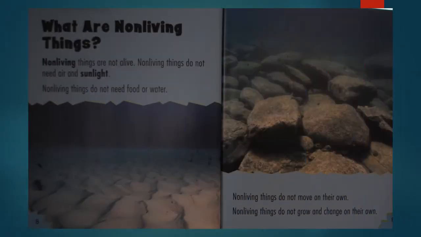What are non-living things? Non-living things are not alive. Non-living things do not need air and sunlight. Non-living things do not need food or water. Non-living things do not move on their own. Non-living things do not grow and change on their own.